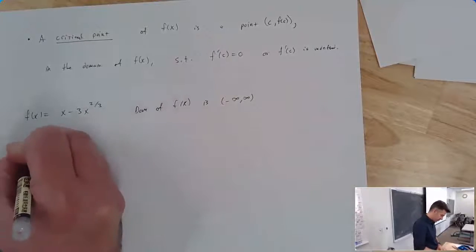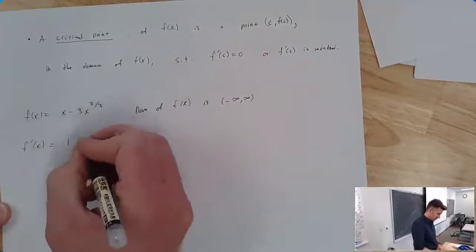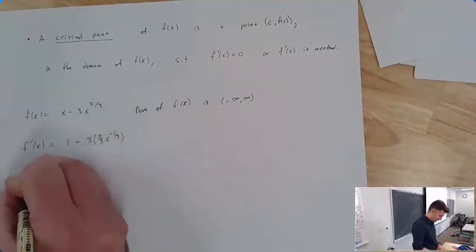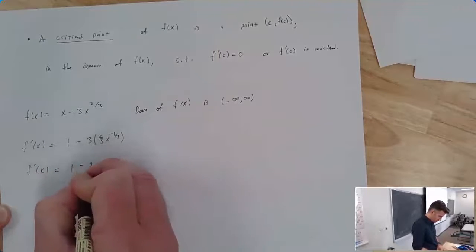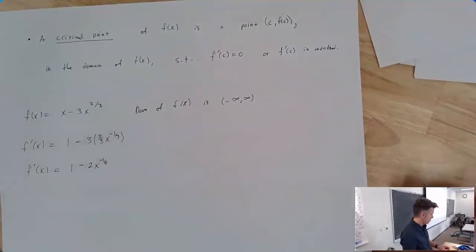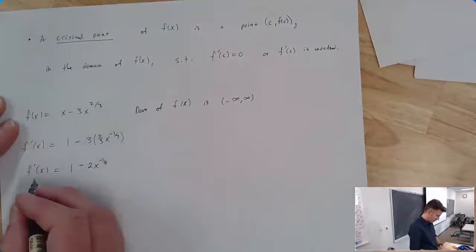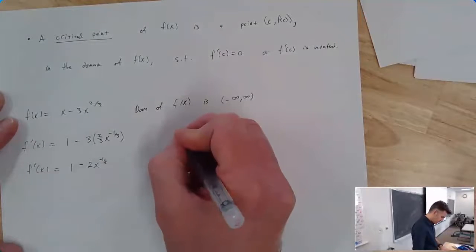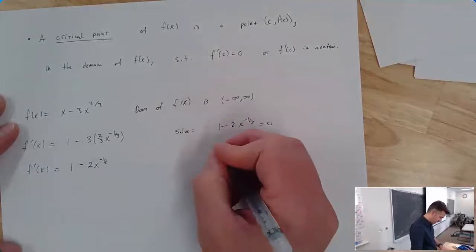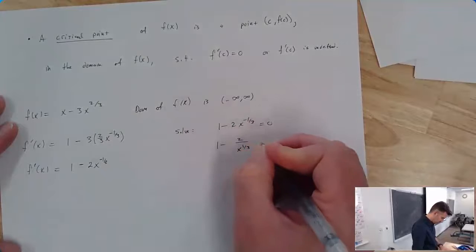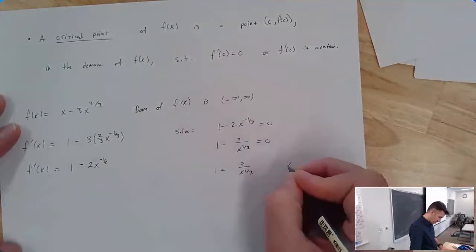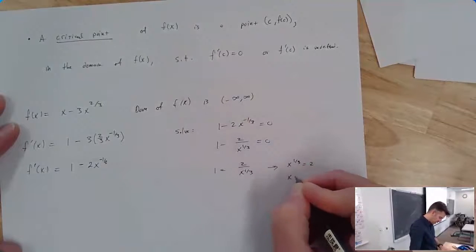There's nothing out of bounds here. So let's find our derivative. Our derivative is going to be 1 minus 3 times 2/3 times x to the negative 1/3, which simplifies to 1 minus 2x to the negative 1/3. Let's try solving by setting it equal to 0. So 1 minus 2x to the negative 1/3 equals 0. I would rewrite this as 1 minus 2 over x to the 1/3 equals 0. So 1 equals 2 over x to the 1/3, x to the 1/3 equals 2, x equals 8.